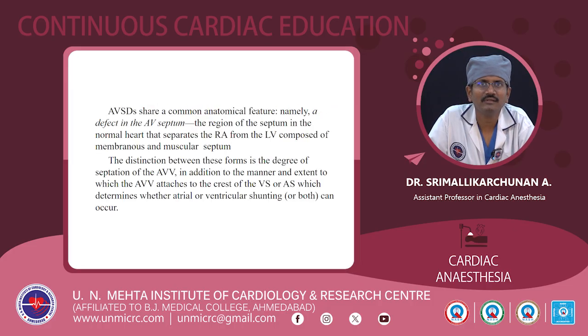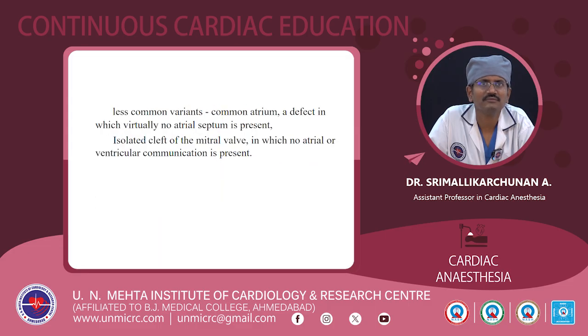AVCDs share common anatomical features, namely a defect in the AV septum, that is, a region of the septum in the normal heart that separates the RA from the LV and is composed of membranous and muscular septum. The distinction between these forms is the degree of septation of the atrioventricular valve, in addition to the manner and extent to which the atrioventricular valve attaches to the crest of the ventricular septum or atrial septum, which determines whether atrial or ventricular shunting can occur.